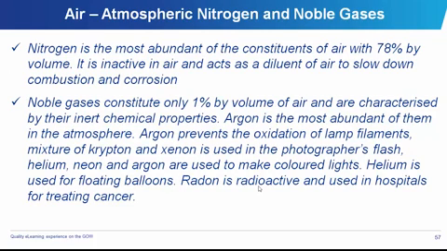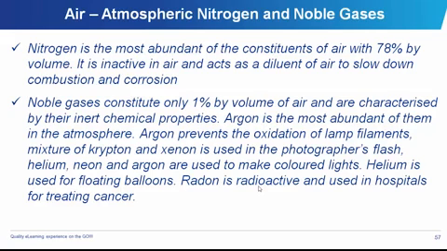Atmospheric nitrogen and noble gases. Nitrogen is actually the largest of the air constituents. It occupies about 78% of total air by volume, but it actually does nothing. Basically, what nitrogen does is dilute the oxygen, so that the rate of burning will be reduced, and at the same time, the rate of corrosion is also suppressed because of the presence of nitrogen.